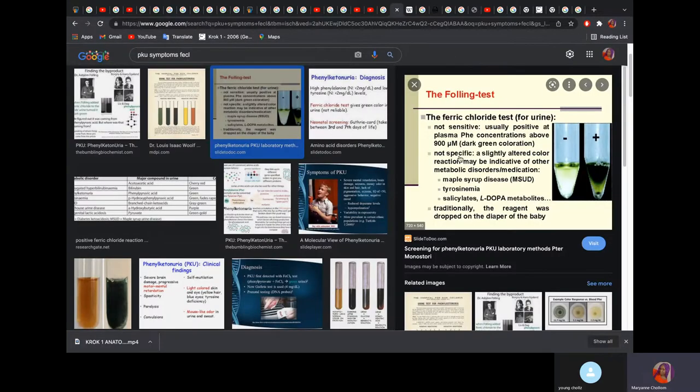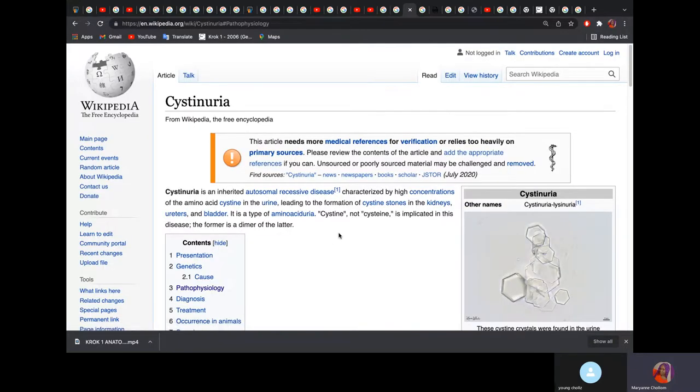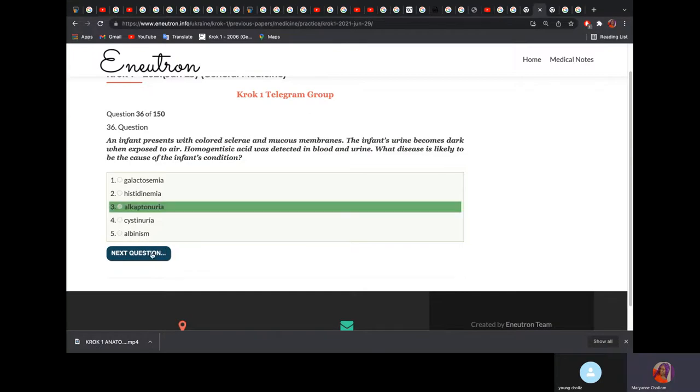I also want to quickly explain phenylketonuria in case anybody is watching this video for the first time. So you can see the urine changes green when you conduct the test with ferric chloride, FeCl3. The urine will turn green. But cystinuria is due to accumulation of cystine, not cysteine, because cysteine is very soluble. But when it changes to cystine, it's not soluble, and this can form stones in the urinary system, causing cystinuria. So it would be alkaptonuria, not albinism. You don't know what that is.